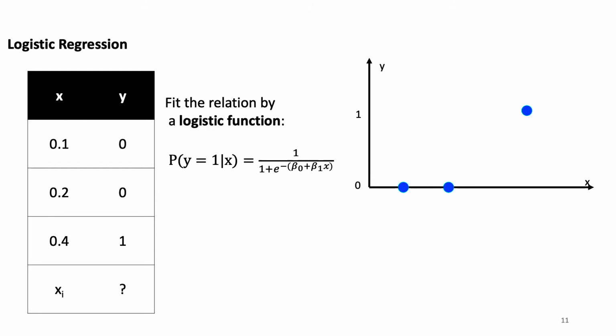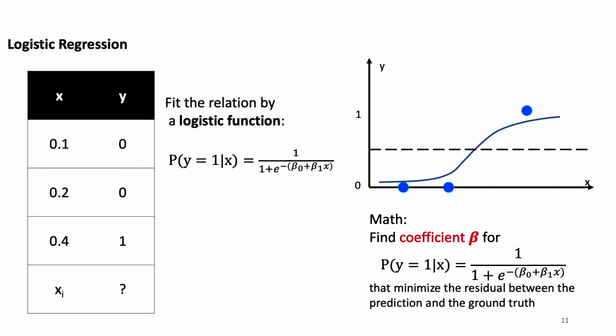When we draw this function in the figure with the data, it looks like this, right? And it gives you a prediction for a given X, and it's a probability. You can then draw a threshold and use the threshold to classify the prediction into different classes. Then you want to find the coefficient beta that can minimize the difference between your prediction and the ground truth. So this is the idea of logistic regression.